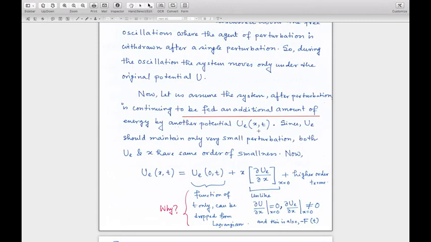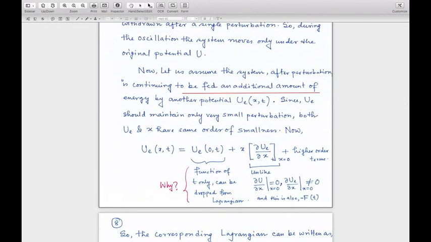Here we are just talking with respect to the incremental dimension, that is q minus q0, and that will be x. We are also assuming that this perturbation-causing force can be derived from a potential U_E. Since U_E should maintain only very small perturbation, both U_E and x should have the same order of smallness. That is something you have to understand.